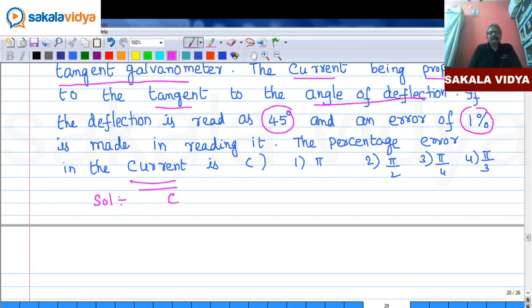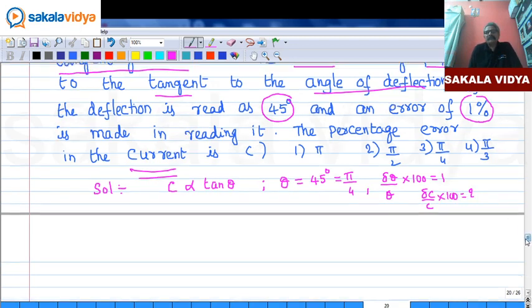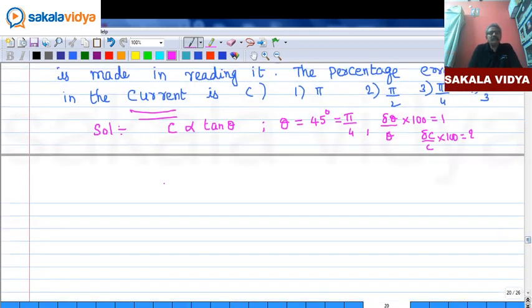Say current C is proportional to tangent of deflection, tan theta. This is given. And next theta is equal to 45 degrees, in radians pi by 4. Error in theta, percentage error, delta theta by theta into 100 is equal to 1. So delta C by C into 100 is equal to question mark. This we need to calculate. When you remember the constant of proportionality, we can write C is equal to K tan theta.